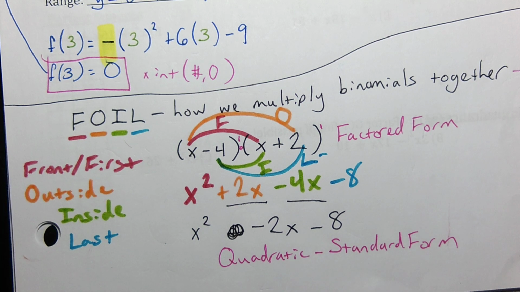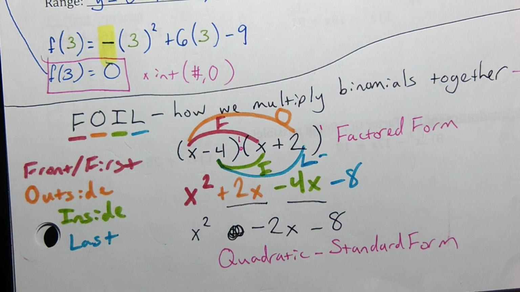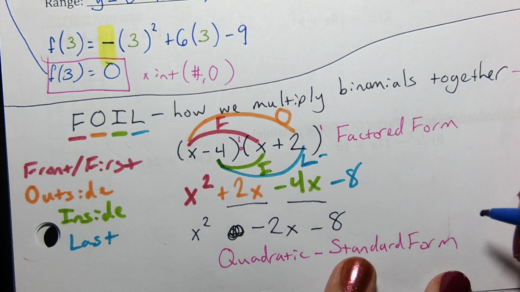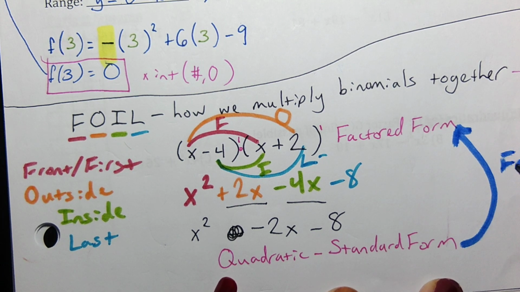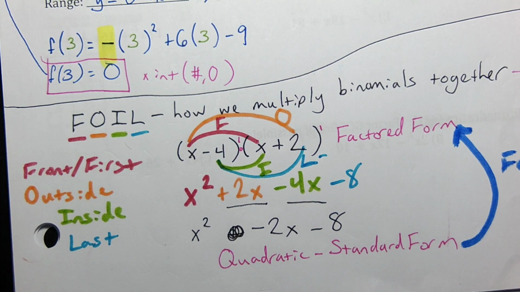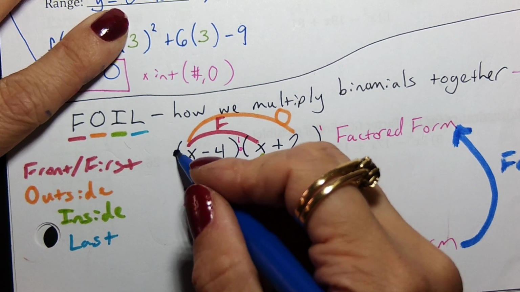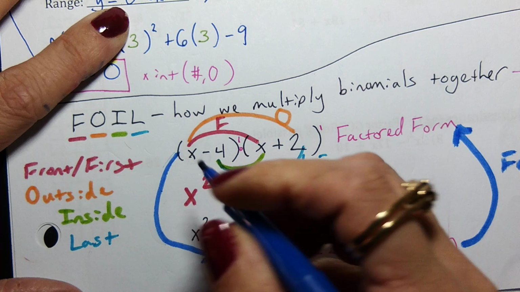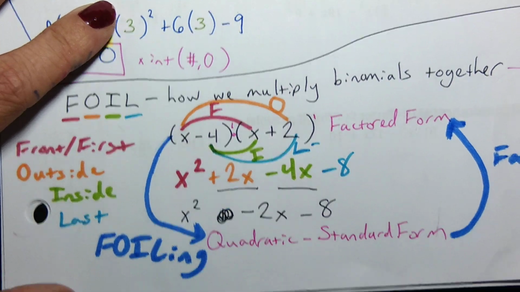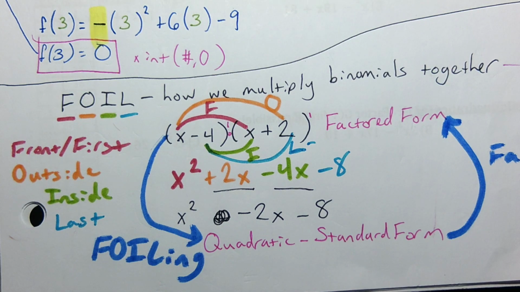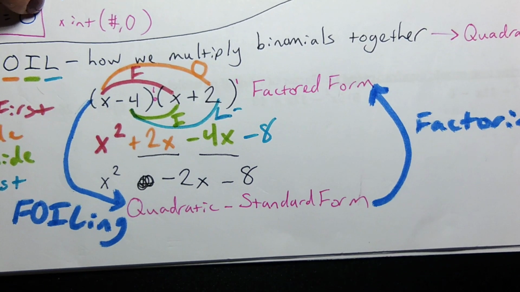So we've seen factored form before, we've seen standard form before, but what we haven't done is gone from standard form to factored form. So folks, this process of going from standard to factored form is what we call factoring. Whereas going from factored form to standard form, we call foiling. So factoring and foiling.